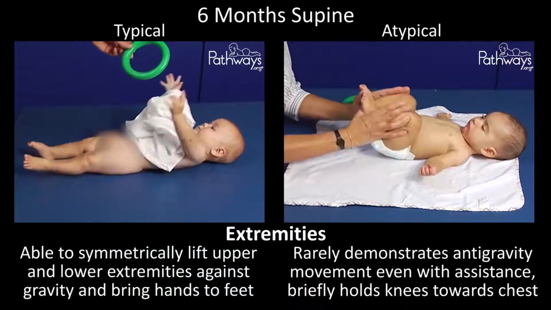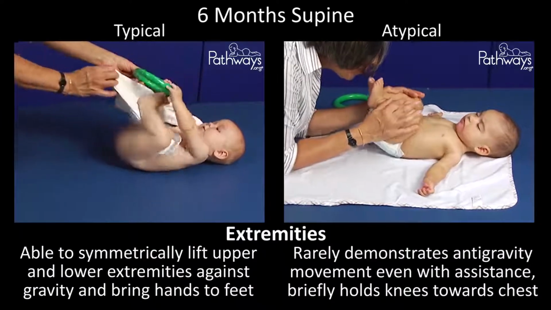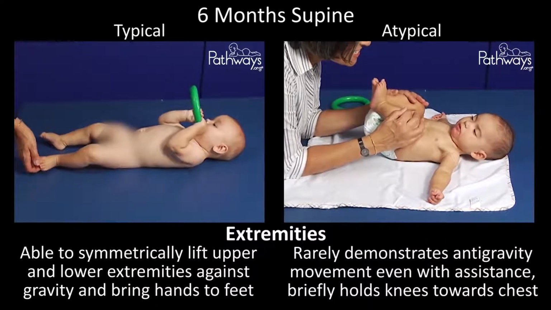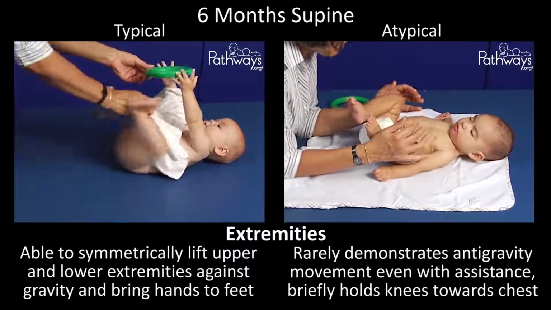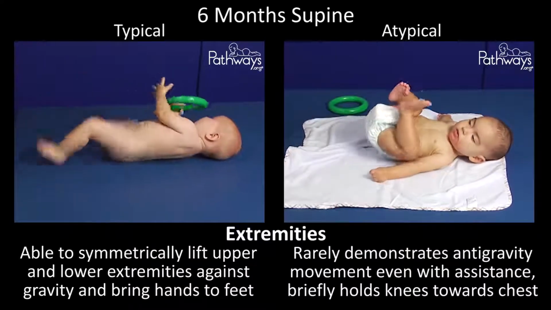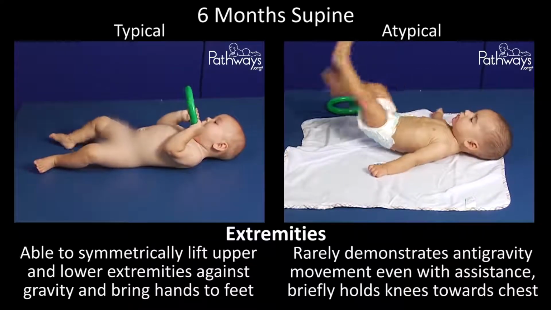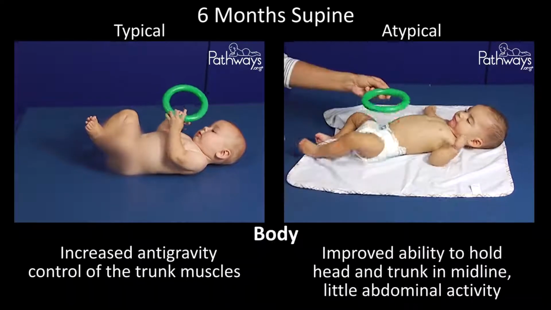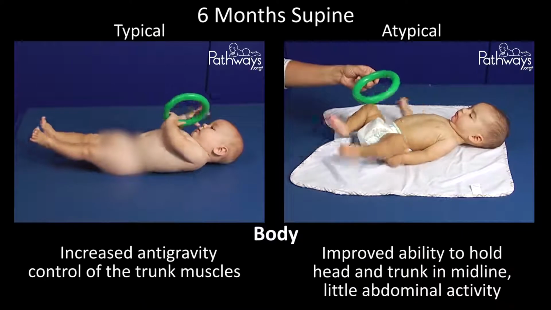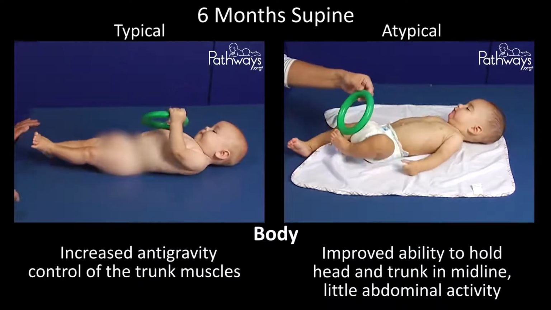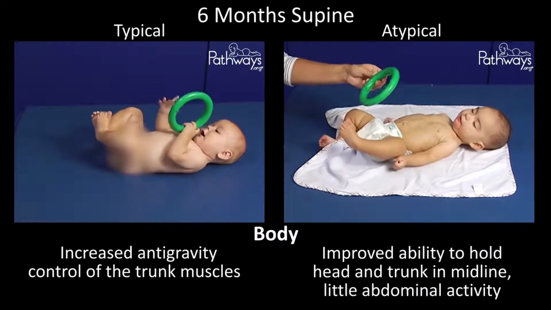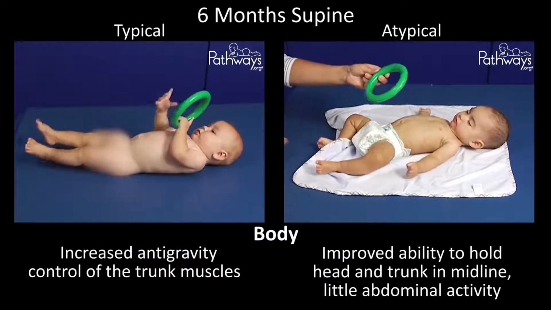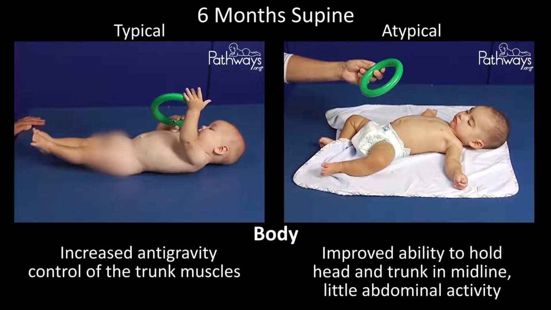Extremities. Baby on the left is able to symmetrically lift upper and lower extremities against gravity and bring hands to his feet. Atypically developing baby on the right rarely demonstrates anti-gravity movement. Even with assistance, he briefly holds knees towards chest. Body. Baby on the left has increased anti-gravity control of his trunk muscles, while the atypically developing baby has improved ability to hold head and trunk in midline. He has little abdominal activity.